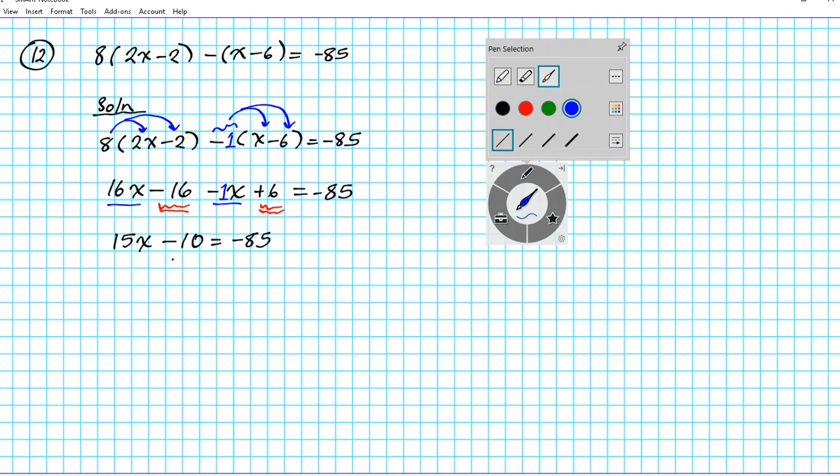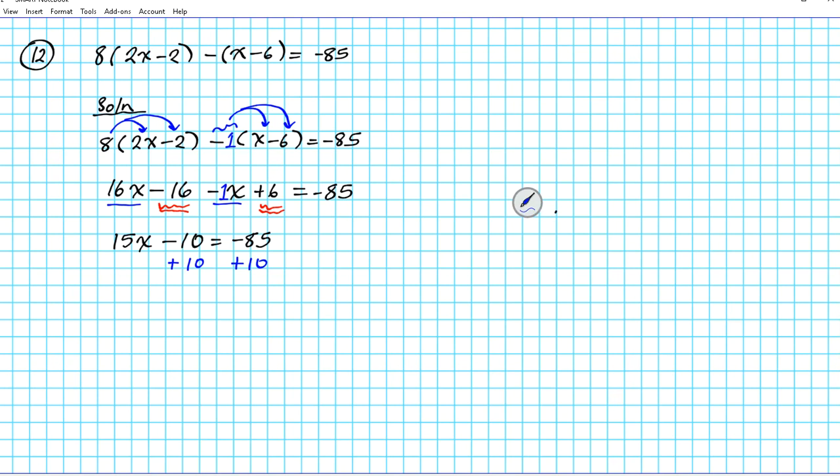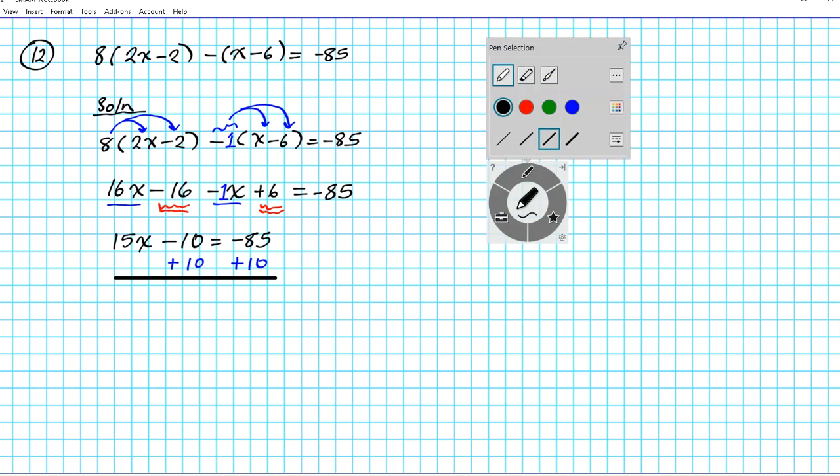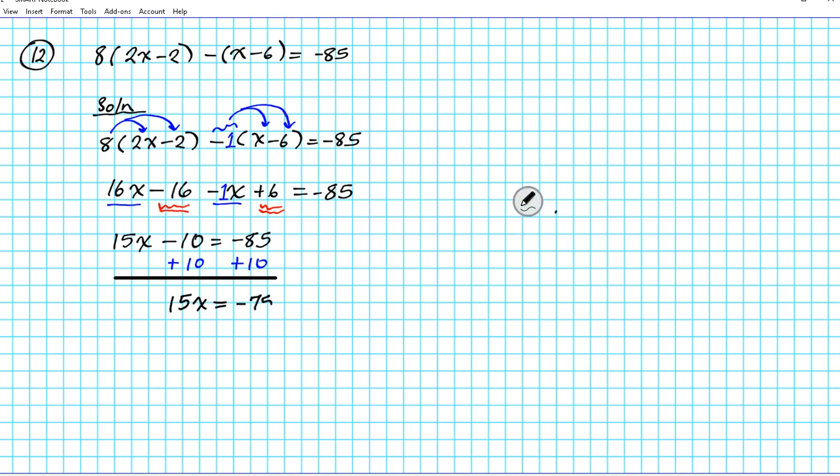To get rid of negative 10, we'll add 10 to both sides of the equation. And that yields, what does that give us? It gives us 15x is equal to negative 85 plus 10. We'll subtract and keep the sign of the bigger, so it's going to be negative 75.